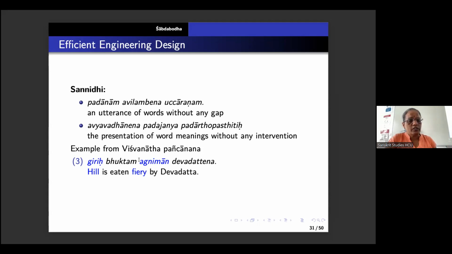So what he points out is, there is no sannidhi. There is a violation of proximity. And this violation of proximity will lead to ununderstandability. Okay. So, what's the analysis of Bhuktam? I don't understand that. Bhuktam is eaten.